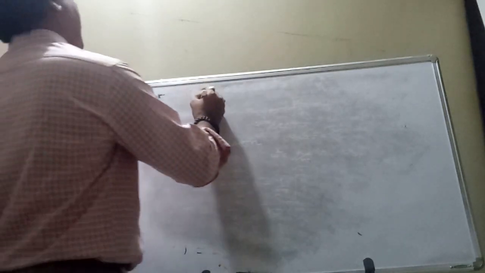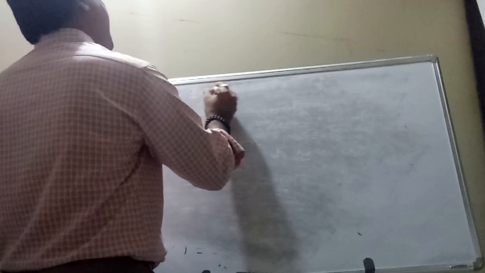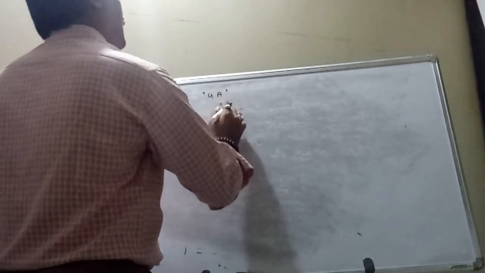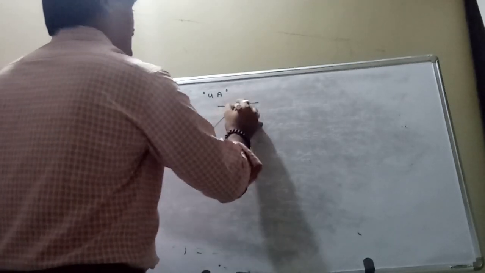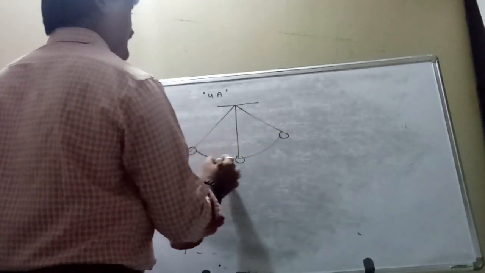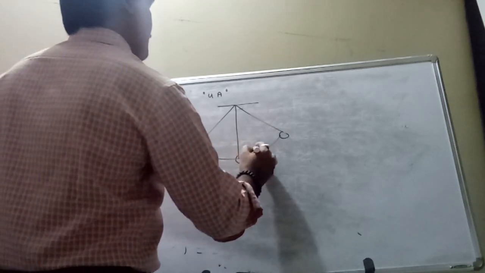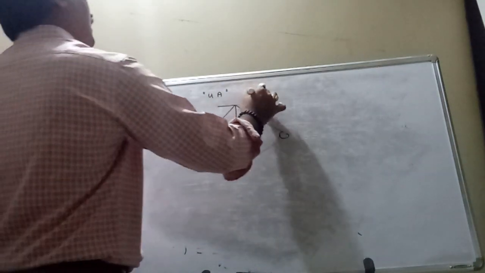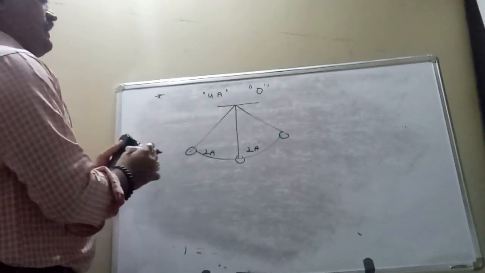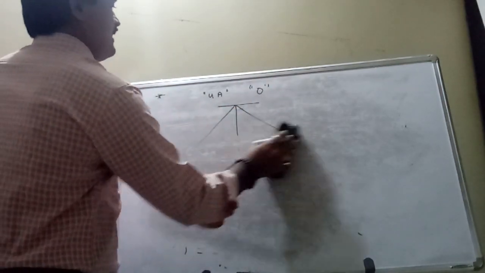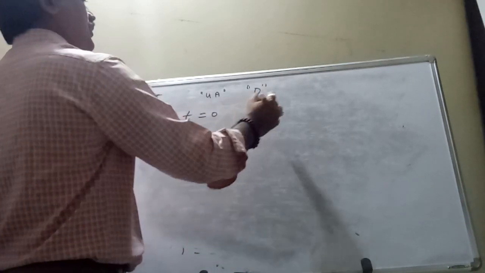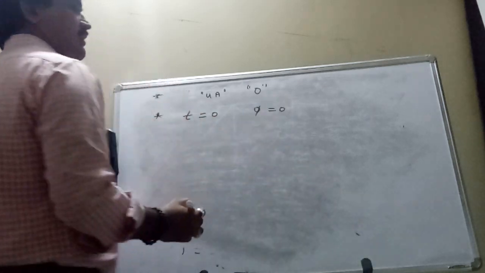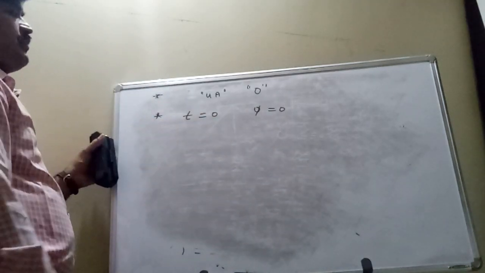In a system, in one complete oscillation, the total distance is 4a. Complete one oscillation: a, 2a, 4a. Total displacement is also 0. At t is equal to 0, the particle is at mean position, phi equal to 0.